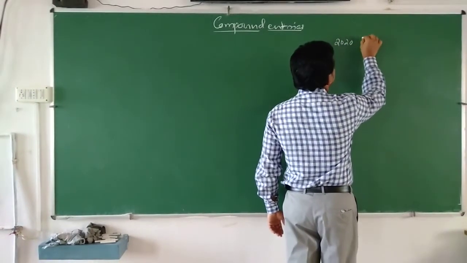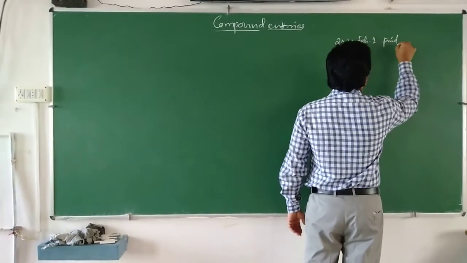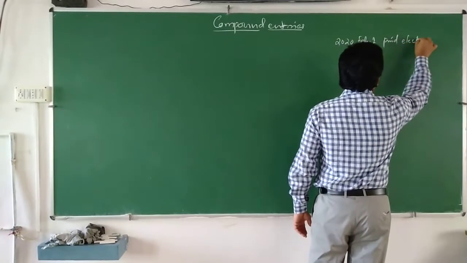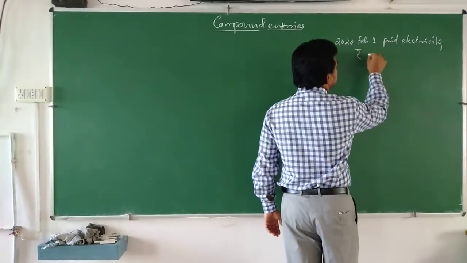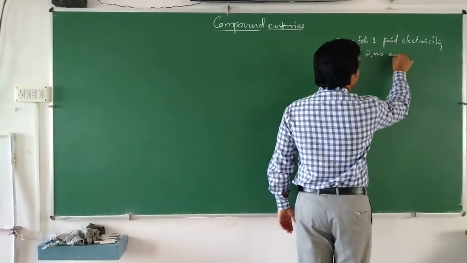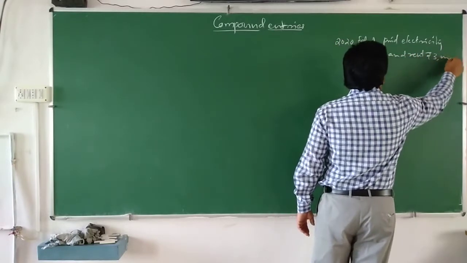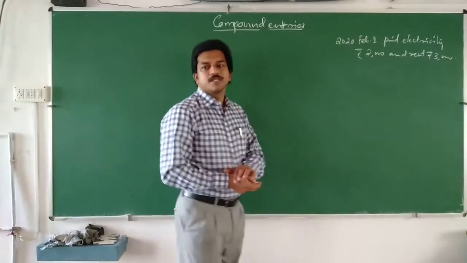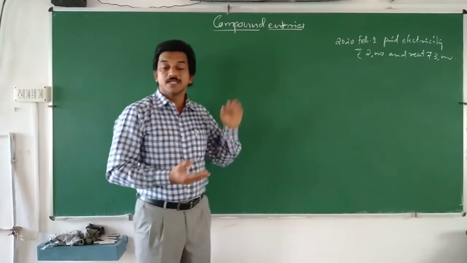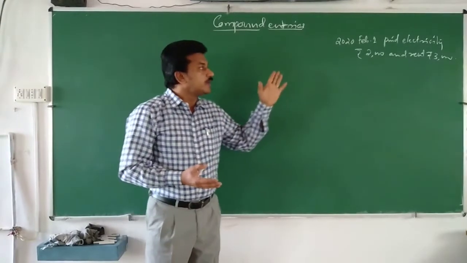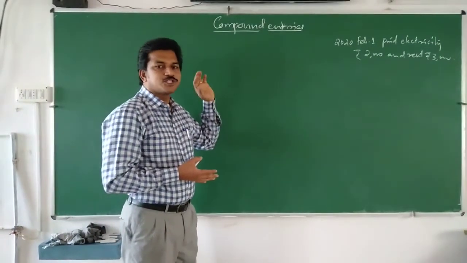2020, February 1st, paid electricity rupees 2000 and rent rupees 3000. One transaction is given: rent 3000 and electricity 2000. So how do we enter that transaction in a journal?